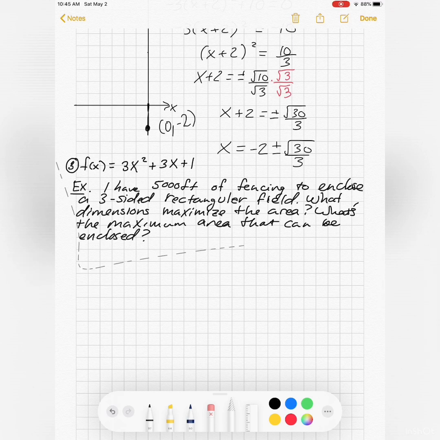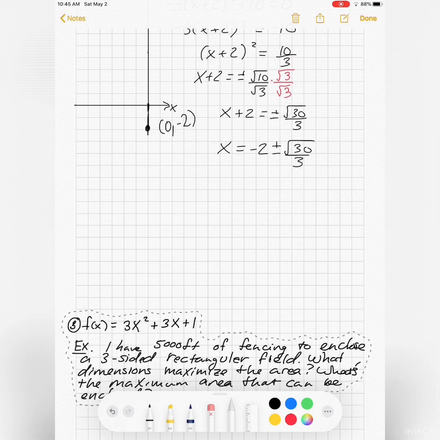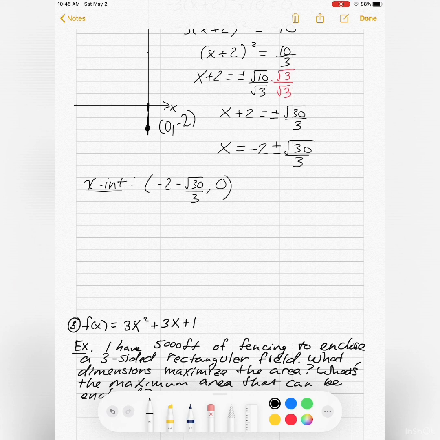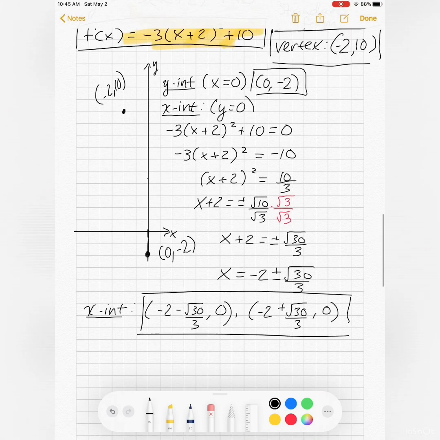Now usually with intercepts, since those are points, we like to write them as coordinate pairs. So I could do that. I'd have negative 2 minus root 30 over 3, 0, and negative 2 plus root 30 over 3, 0. Now those don't come out very nice, but that's still an important piece of information to include with my calculations.